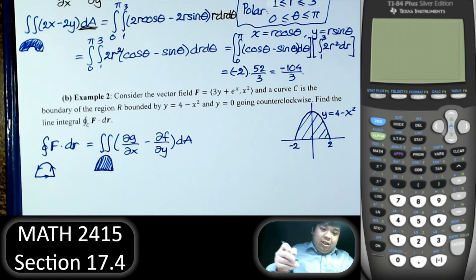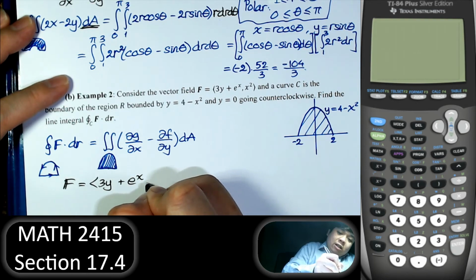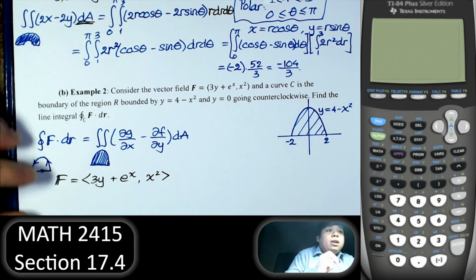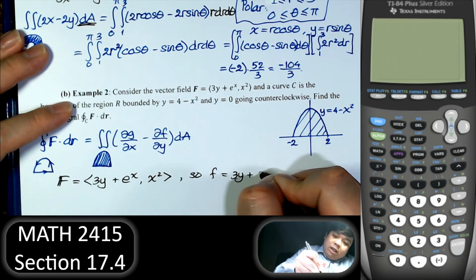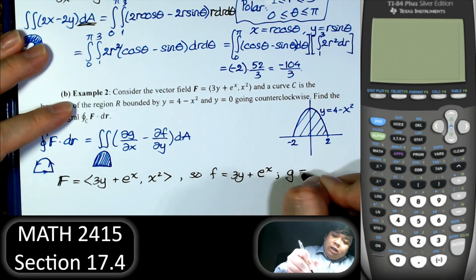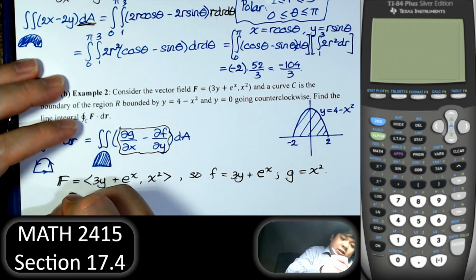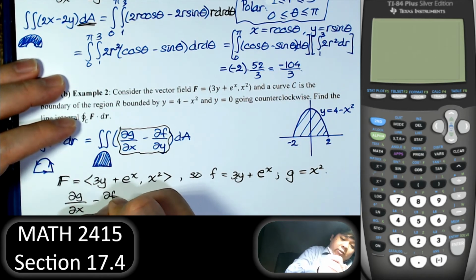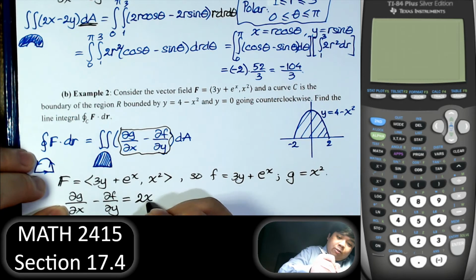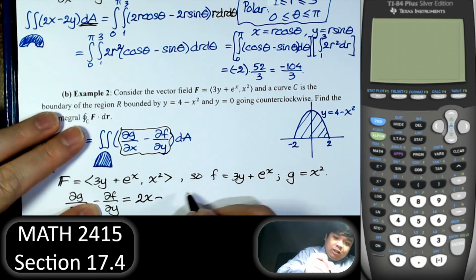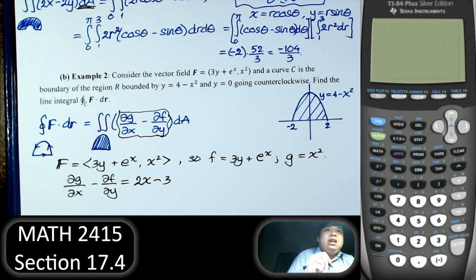Now, the vector field is here. F, the vector field, is 3y plus e to the x, and then x squared. So we have f equal to 3y plus e to the x, and g equal to x squared. So we're going to calculate the derivative of g with respect to x minus the derivative of f with respect to y. The derivative of g with respect to x is 2x. The derivative of f with respect to y is just 3. So that's what we have, right? Simple enough.